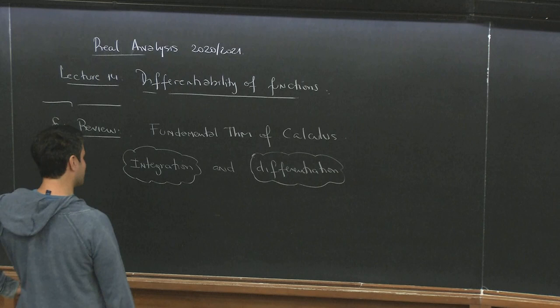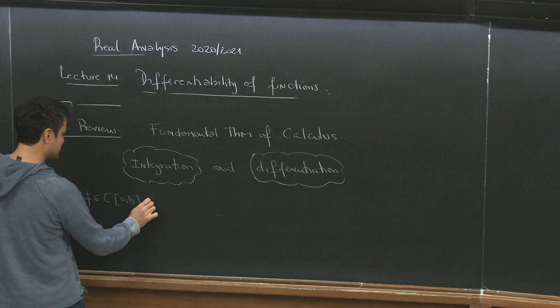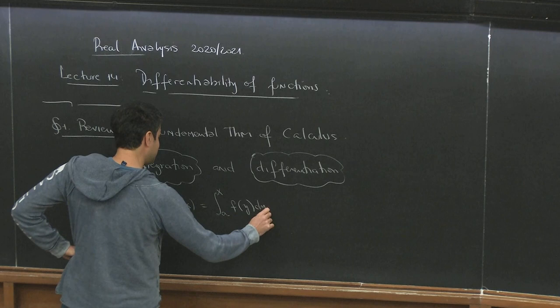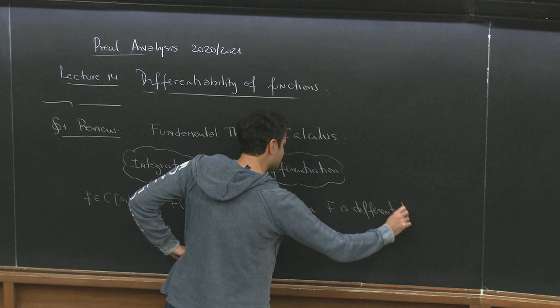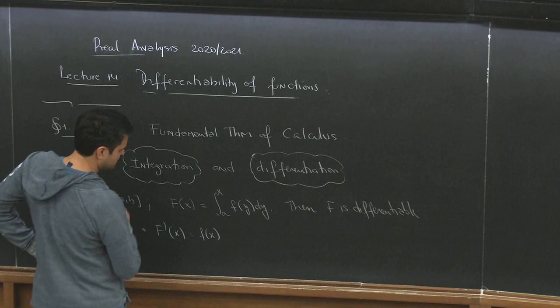So I started telling you, if you get a function f, say continuous in the interval [a,b], and you define the function big F of x to be the integral from a to x of little f, what you get is that then big F is differentiable and big F prime of x is little f of x. Derivative of the integral is the function.